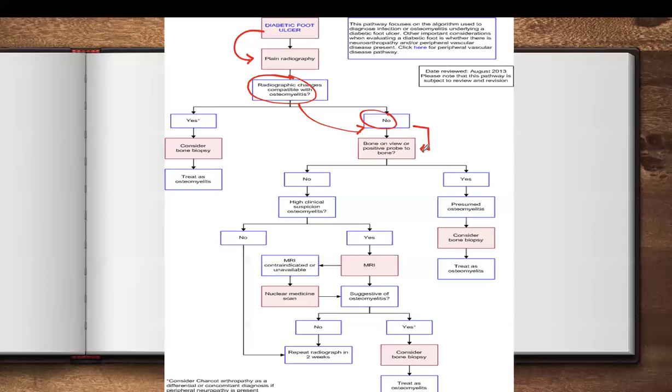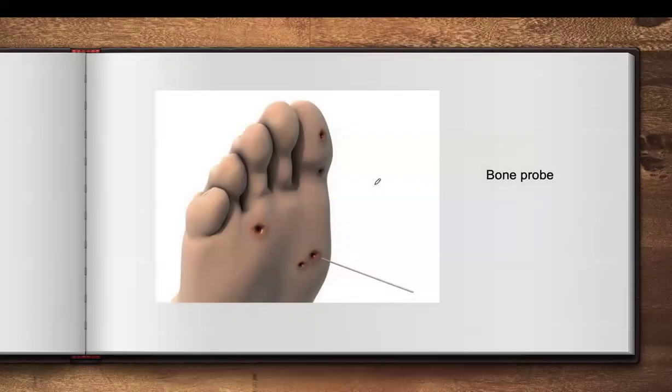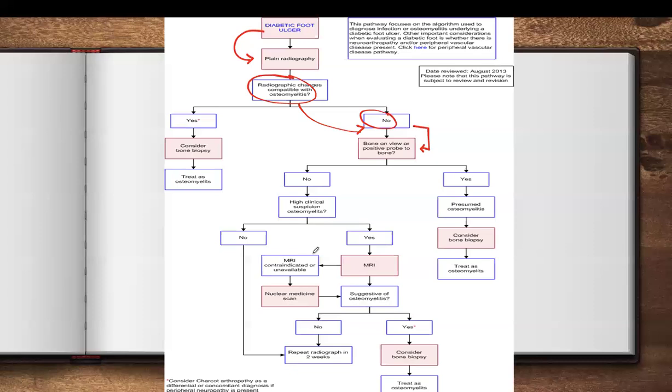If you can already see the bone, that means it is a very deep ulcer. Or can we probe the bone? Probing the bone looks like this. You use a probe, go through the wound, and see if you can actually touch the bone. If you can touch the bone, that means it is also quite deep. If any of this is positive, you will think that this is likely to be osteomyelitis.